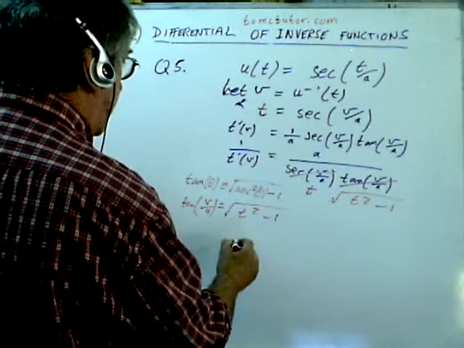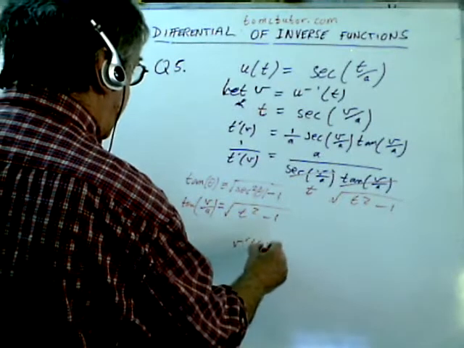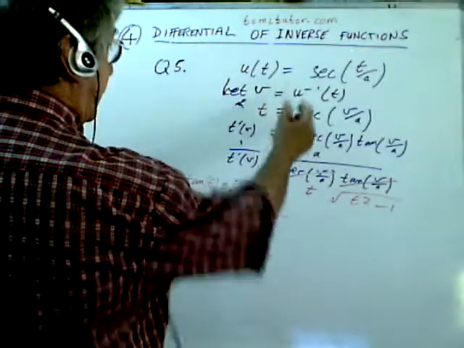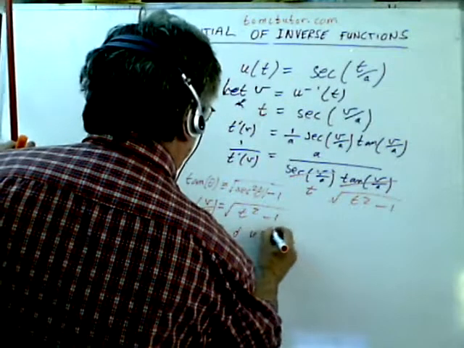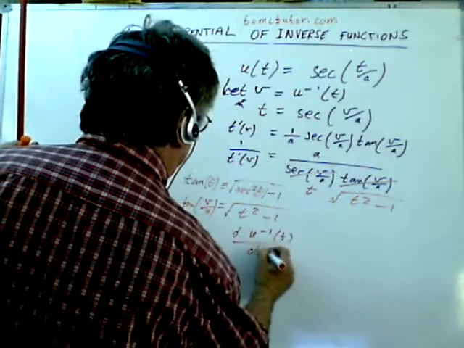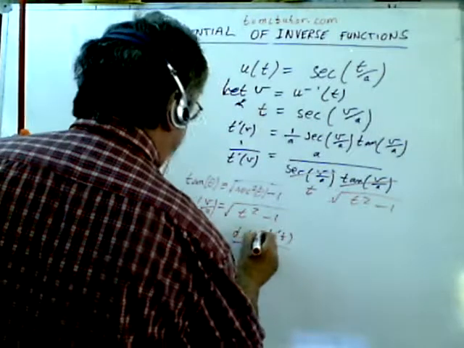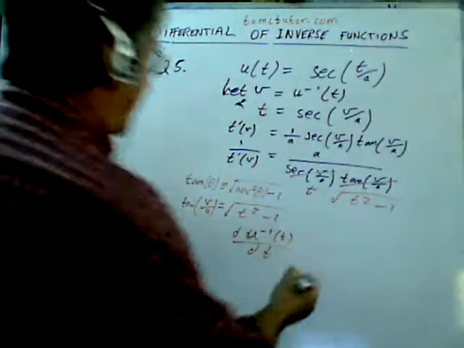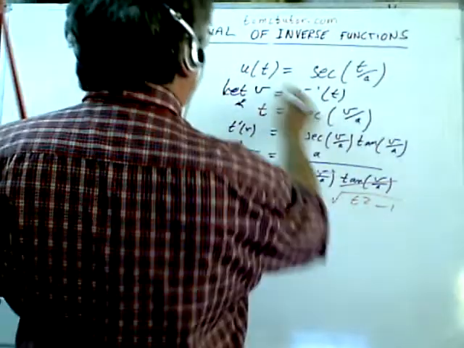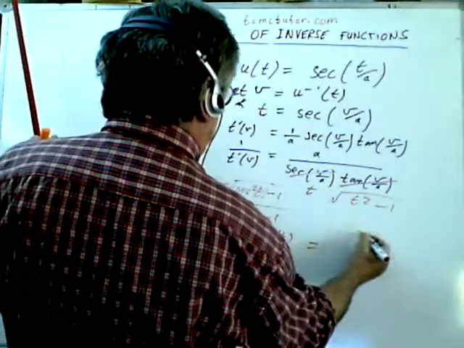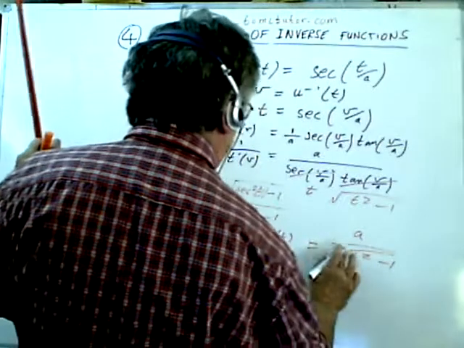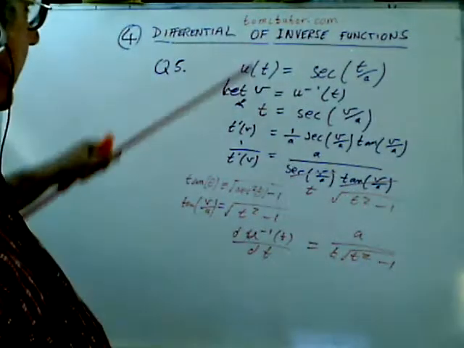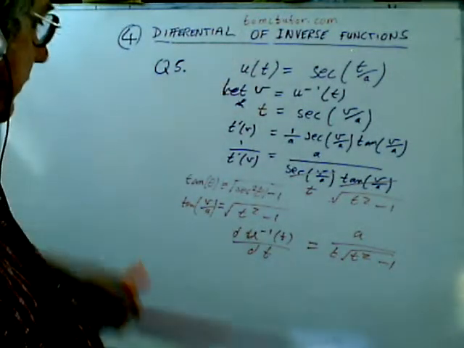So our answer, which is v dash t in this particular case, but I'm not going to write that down there. I'm going to write what the answer is. So it's d u minus 1 of t, because that's what they asked in the question. I'm not going to give the answer in terms of some other variable which is not in the question. It is equal to a over t times the square root of t squared minus 1. So that's the answer, given that we've defined the derivative of the inverse function.